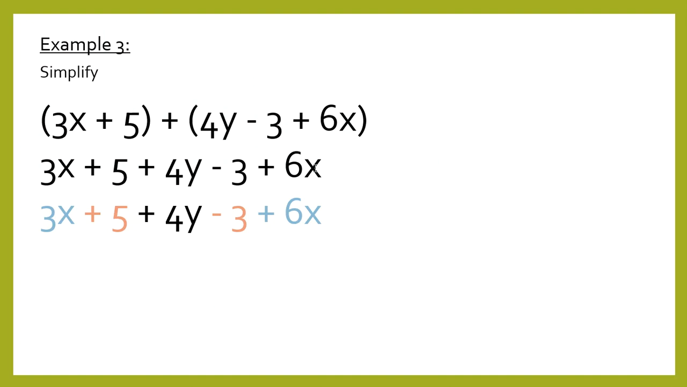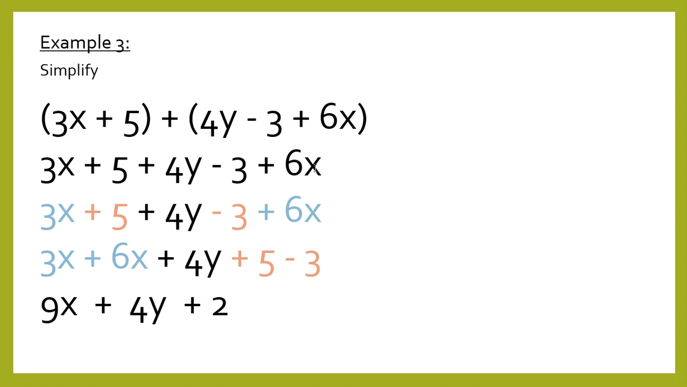So I've kind of shown you here with colors again where our like terms are going to be. We're going to move those like terms around so that they're close to each other. 3x plus 6x plus 4y plus 5 minus 3. And then finally, we're going to combine the like terms, and we're going to end up with 9x plus 4y plus 2. So hopefully that's kind of making some sense for you.